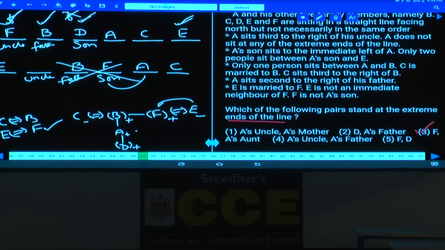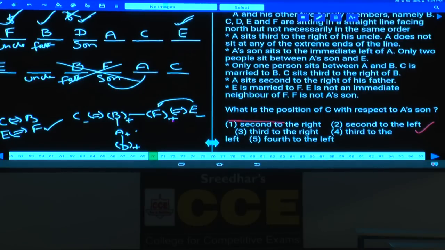The next one, question number 70. What is the position of C with respect to A's son? Who is A's son? Tell me here. A's son is D, and F with respect to D, second to the left, that is given in choice 2. Position of C with respect to A's son. Position of C is seated second to the right. Second to the right, that is given in choice 1.